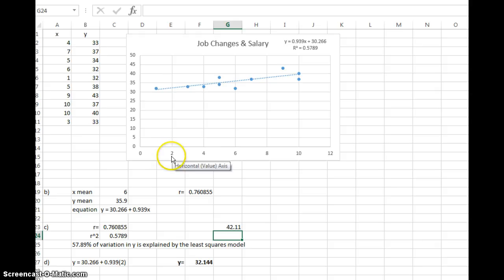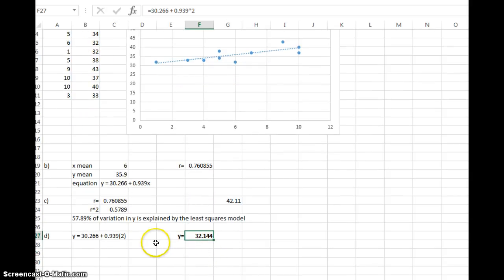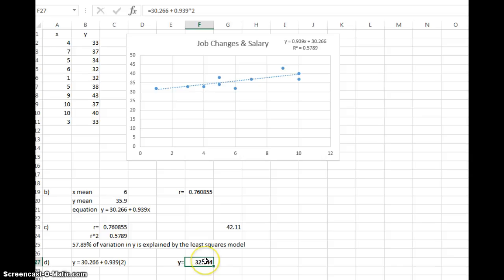So we can go here now. If we put a 2 in, the line says, and here I've typed in the equation of the line, the line says we would expect that person to make $32,000. Remember, our salaries here are in thousands. That may not be 100% accurate. There could be someone with 2 job changes that makes more than that or makes less than that, but that's our best prediction off of the data we've gathered, our best estimation of how much money they'll make.